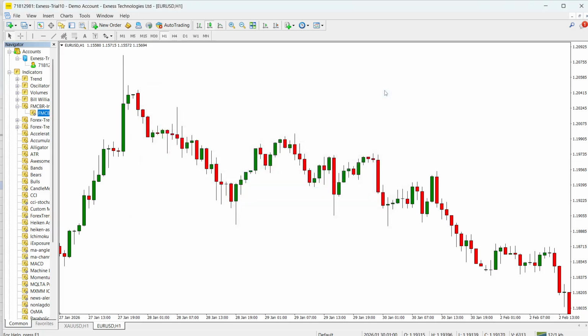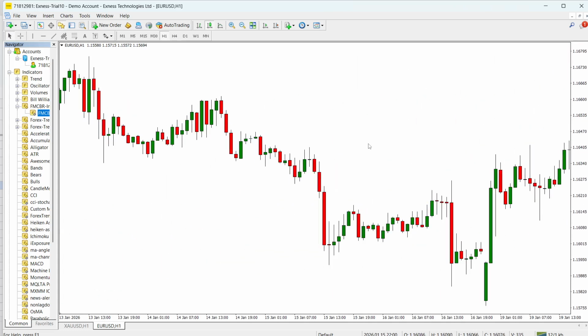Alright, so who is the indicator for? The FMCBR indicator is aimed at forex traders who want a structured way to classify market conditions before choosing whether to apply trend following or range based tactics. It can be useful for both short term and longer term traders, as it can be applied to multiple timeframes to gauge the broader backdrop and the immediate trading environment.